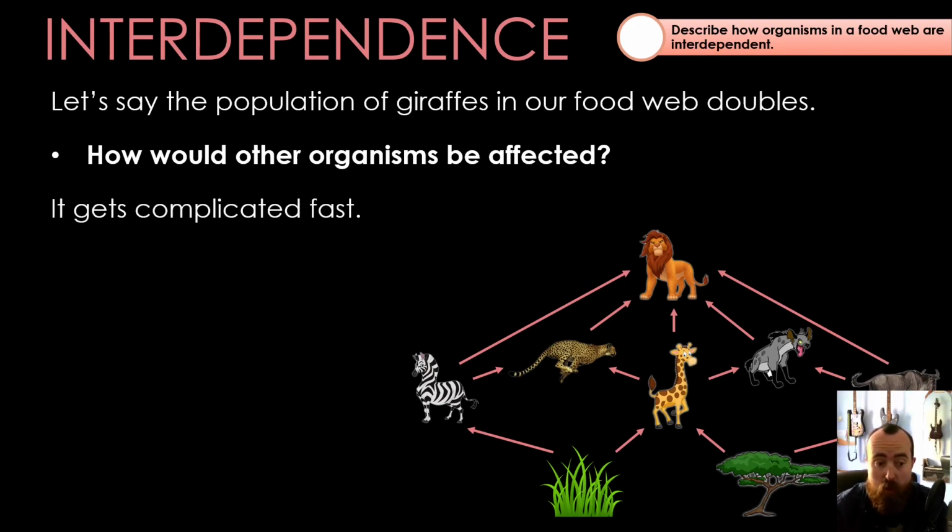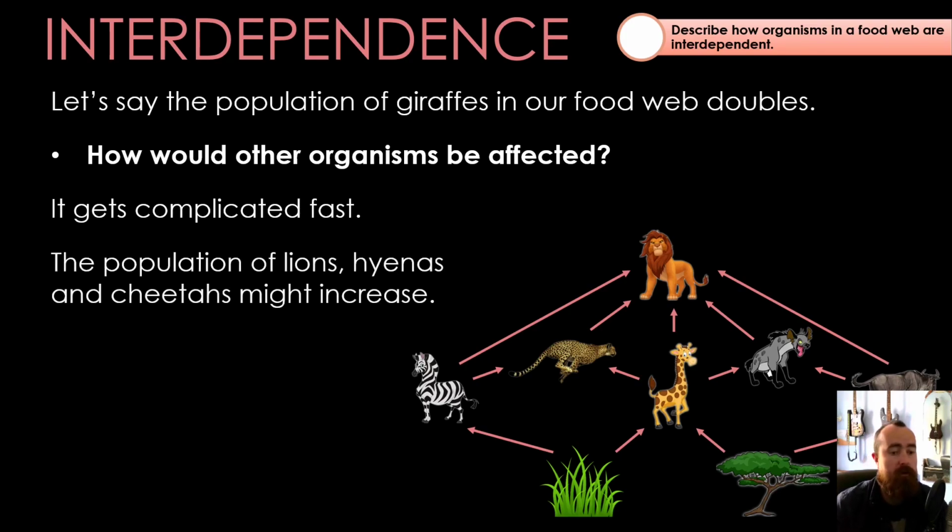Now, I think that it gets quite complicated quite quickly. So we're going to double the number of giraffes, and let's see what that does immediately. We double the number of giraffes. We've suddenly got a lot more food available for the lions, the hyenas, and the cheetahs. You would have thought then that the populations of the lions, the hyenas, and the cheetahs would therefore increase. That's good. That's a nice thing. So what else might happen, though?